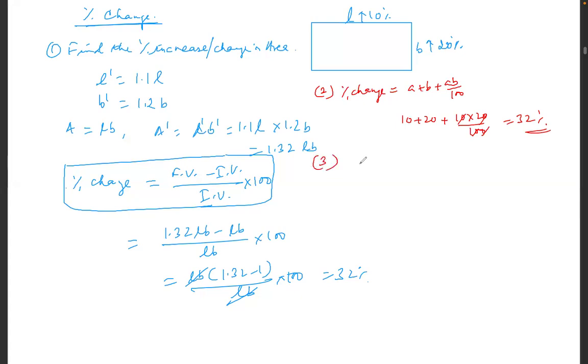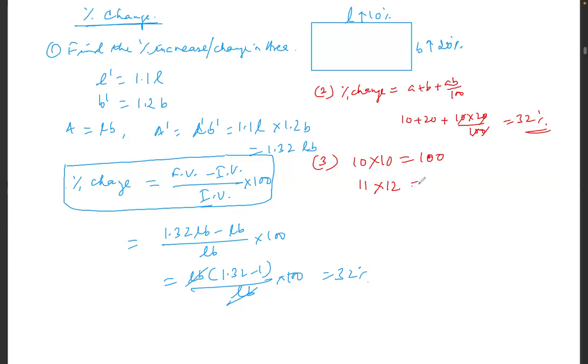There is one more approach. That is what, 10 into 10 is equal to 100. So let's say this is L, this is B, each 10. Length is increased by 10%. So new length becomes how much? 10% of 10 is how much? 1. So new length becomes 11. Clear? And then width, it is increased by 20%. 20% of 10 is how much? 10% is 1, so 20% is 2.